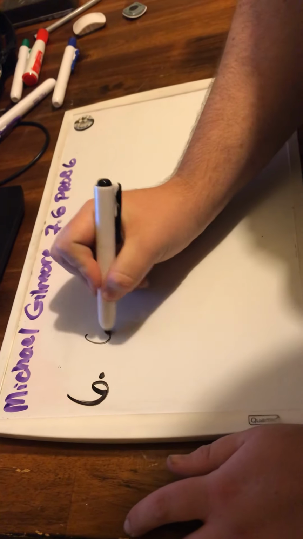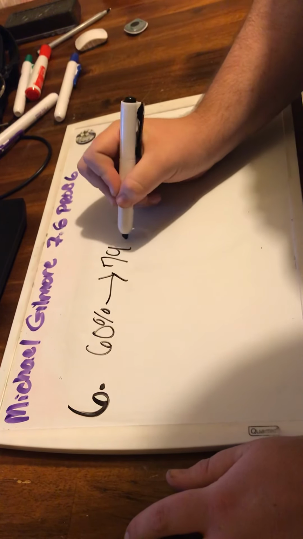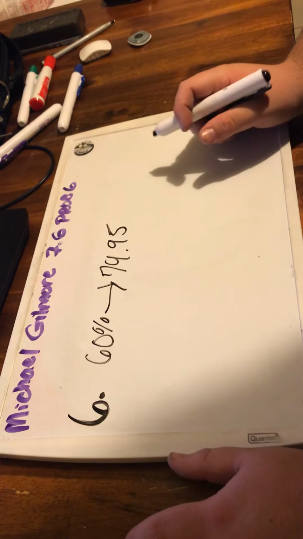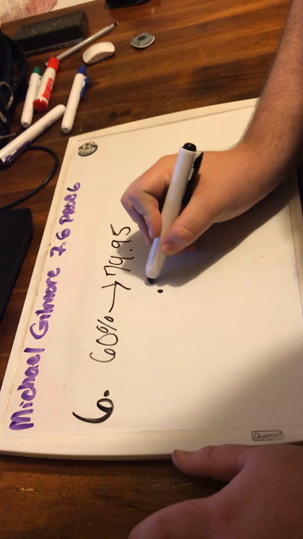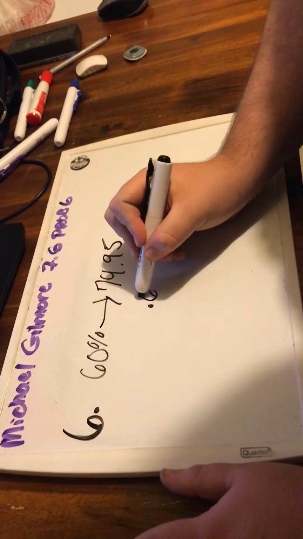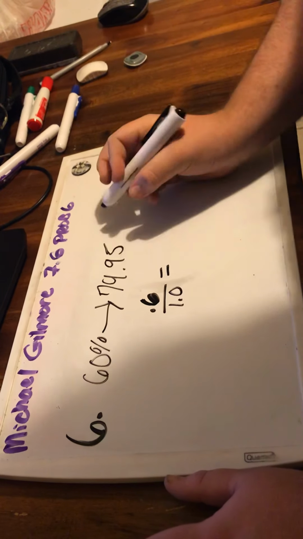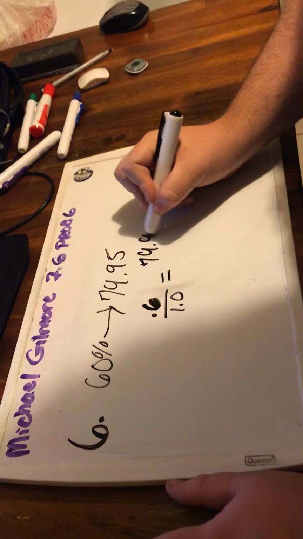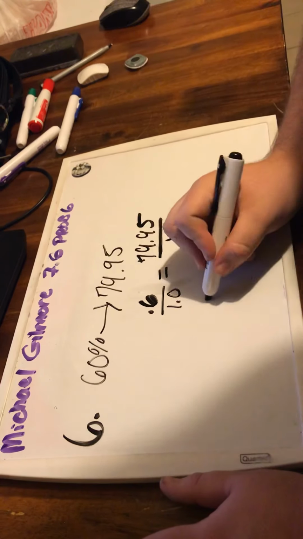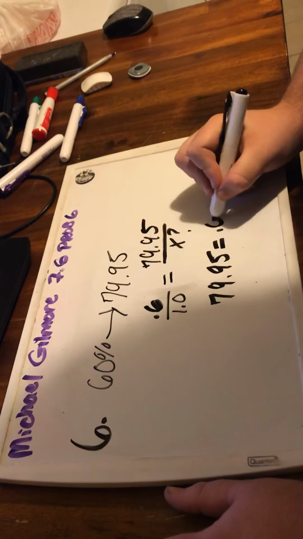So to start off, 60% of the store's original price is going to be $79.95. So that means we're going to do a ratio to show how everything works out. We're going to get 0.6 over 1.0, which is equal to 79.95 over our missing variable. So we're going to cross multiply and divide. We get 79.95 is equal to 0.6x.